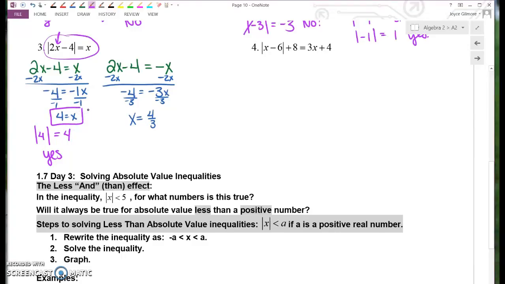For 4/3, you're going to need to plug this into your calculator. 2 times 4/3 minus 4, I believe, is negative 4/3, or negative 1.3 repeated, equals 4/3. Yes, that is true. So that is also a solution. So just like on Friday, some of these have 2 solutions, some of them have 1 solution. Some of them might even have no solutions.